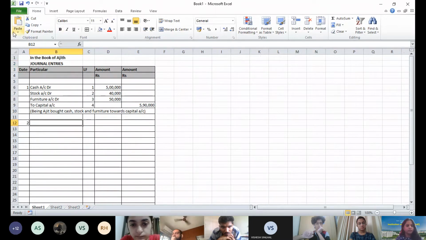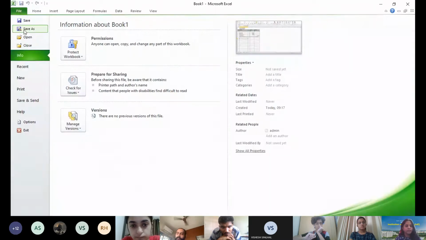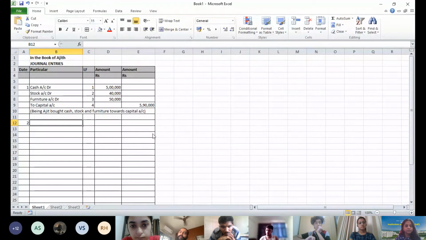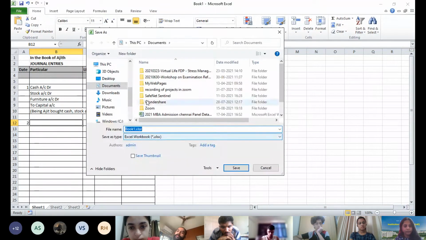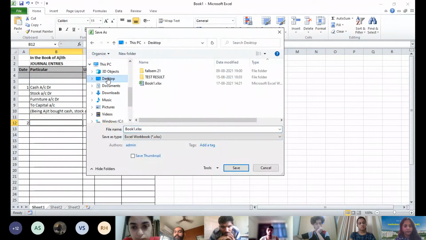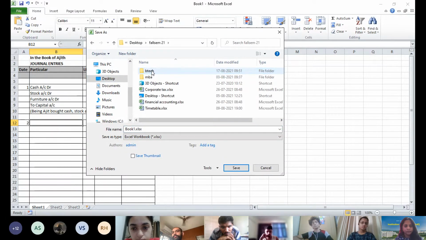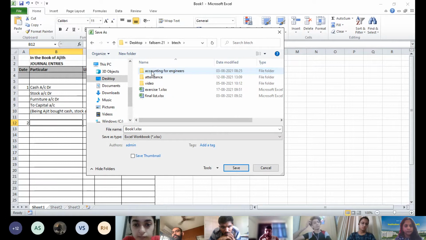Yeah, so cash account debit. Now I'll save the sum. Exercise. Otherwise, if suddenly it gets off, I will not be able to get you the document. I'll save it in fall semester, BTech. Yeah, this is exercise 2.